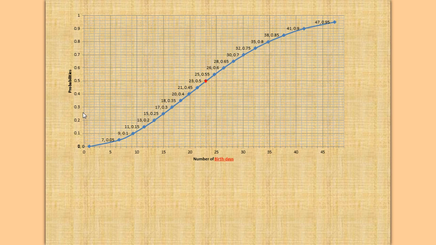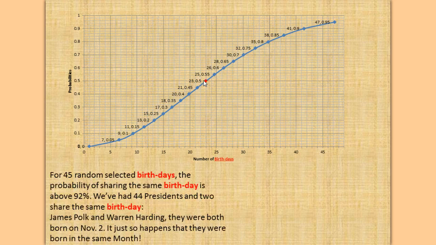So here's our probabilities on the vertical axis, and here's the number of birthdays on the horizontal axis. And we go up to 50%, and there it is. At 50%, at 23 people in the room, we've got a 50-50 chance that 2 people in this room will share the same birthday. Okay? At 23 people. For an example, for 45 randomly selected birthdays, 45, right there, is just above 92%.